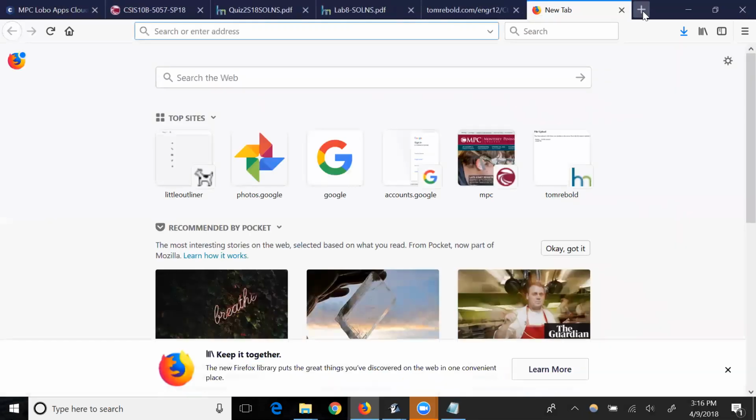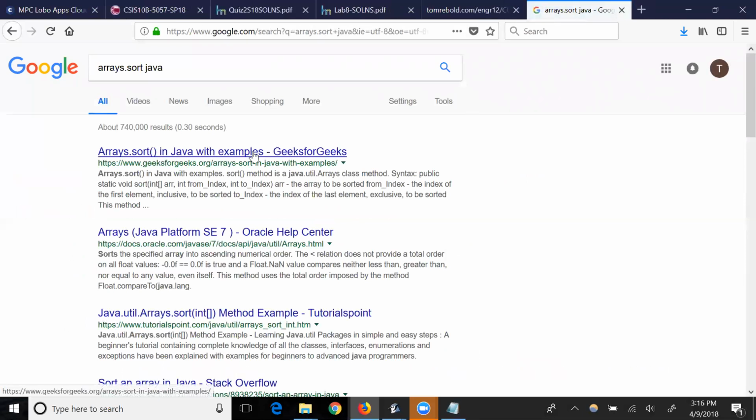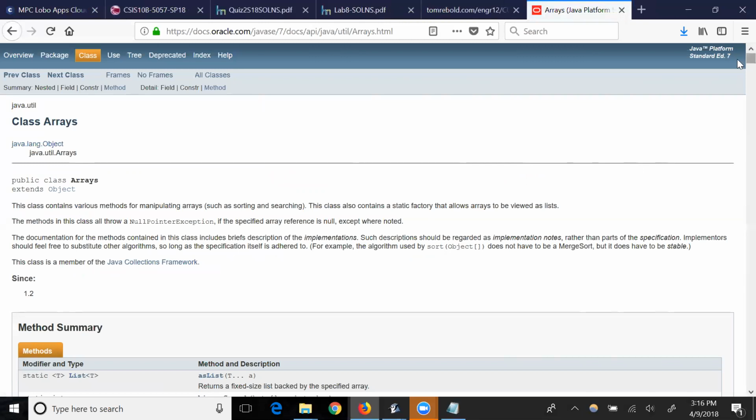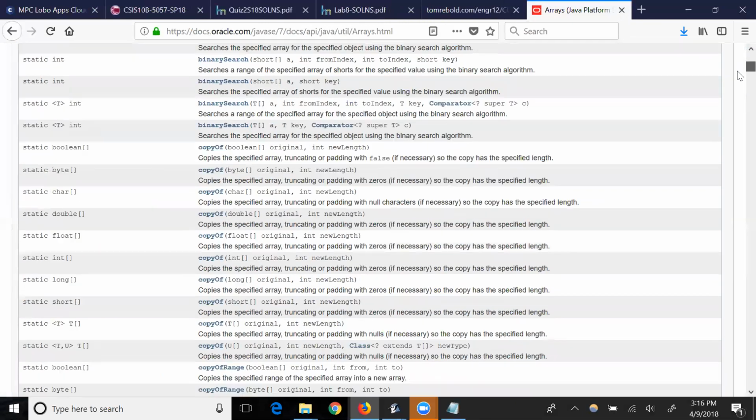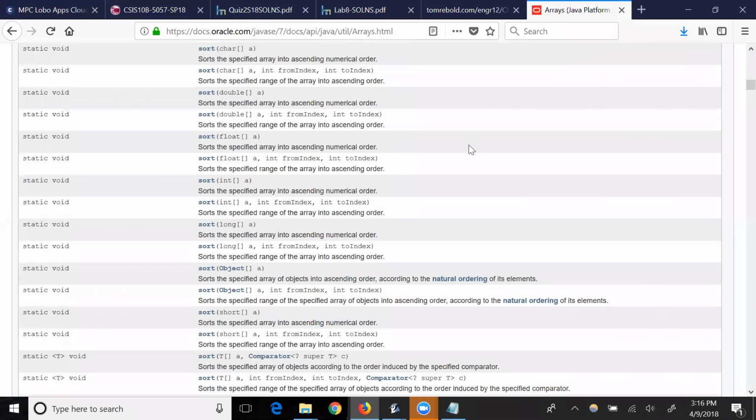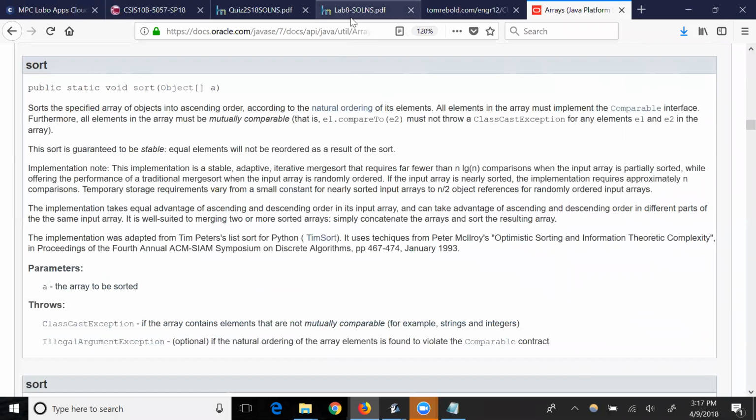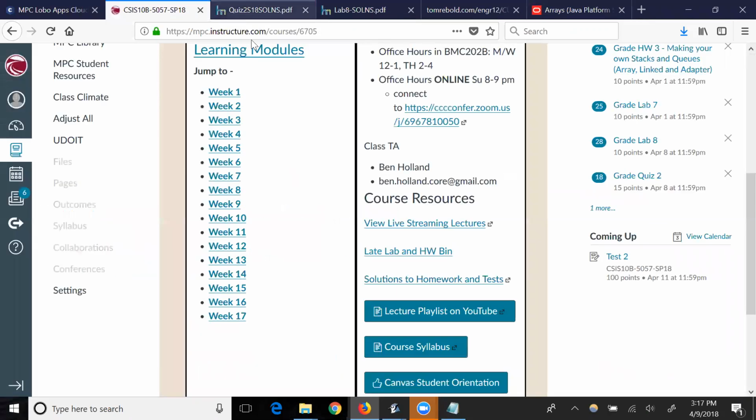You can even look up Arrays.sort in Java. Of course, there are a lot of different ones, but when you look at the ones that take objects, it will actually say all elements must implement the Comparable interface. So that's just something to think about. And what else is confusing?